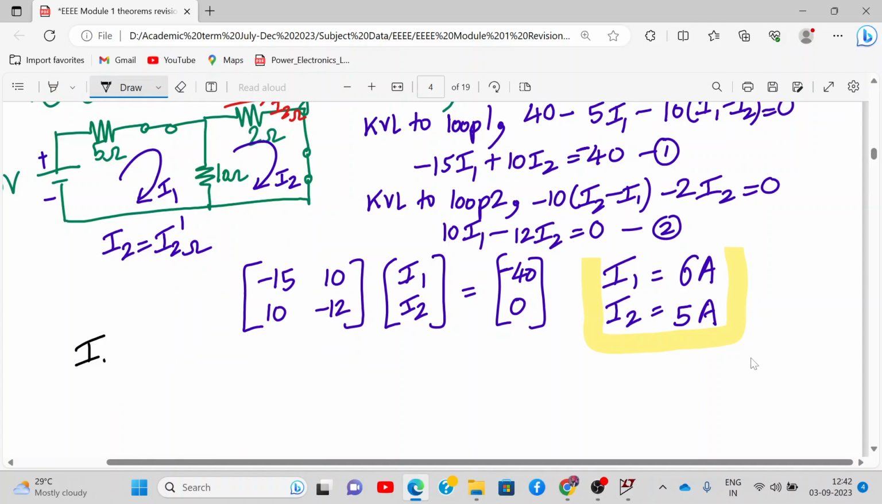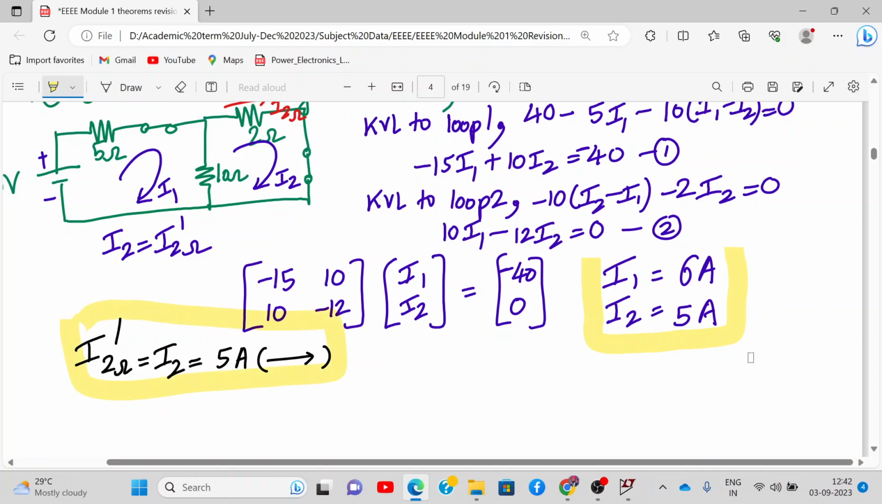So I2 dash will be equal to I2 will be equal to 5 amperes. And the direction is this way. So this one answer we got. Got it? Understanding? Yes. Now we go for the second part. So please be ready. I'm waiting for you to note down. If you have noted down, then well and good. Then we'll go to the next second case.